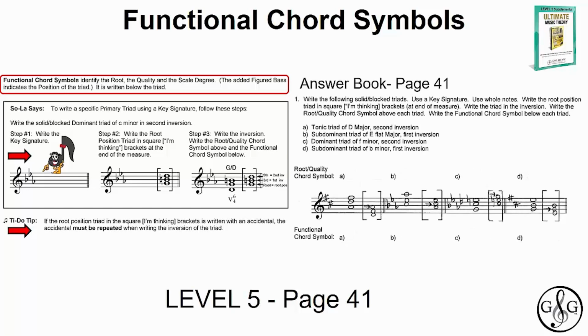Now, in the answer book on page 41, you can see how this technique makes it really easy to complete these exercises using the square I'm thinking brackets. First is the tonic triad of D major in second inversion, check. Next is the subdominant triad of E flat major, first inversion, check. Dominant triad of F minor, second inversion, check. And subdominant triad of B minor, first inversion, check. So now we've got 100% on this question. Pretty easy, right?